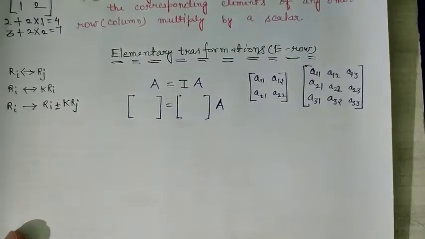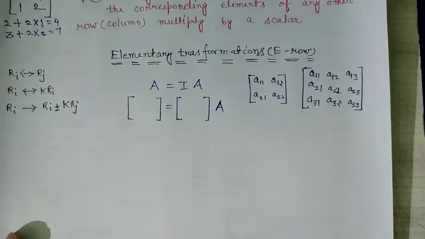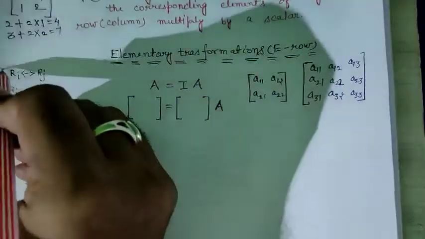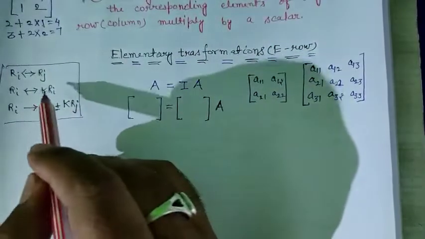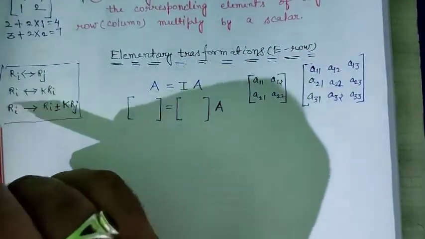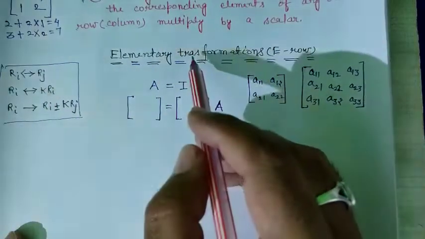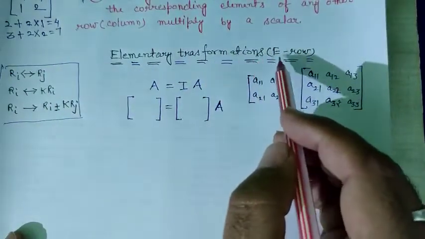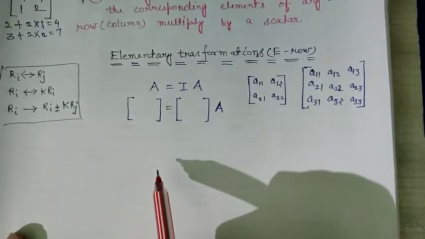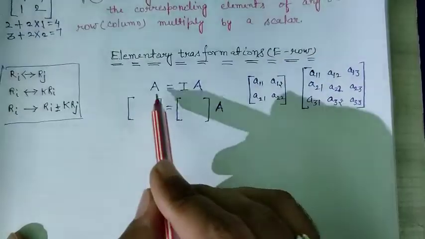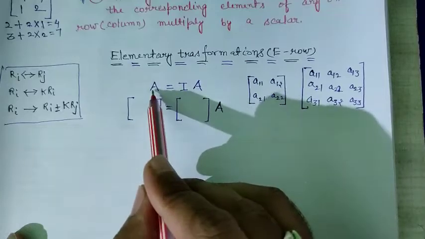Now we'll see how to apply these rules. I have written these rules in short here. You can see there were 3 rules. The same rules we can apply in the columns also. We will see elementary row transformation. To apply these rules, we must first know these rules.